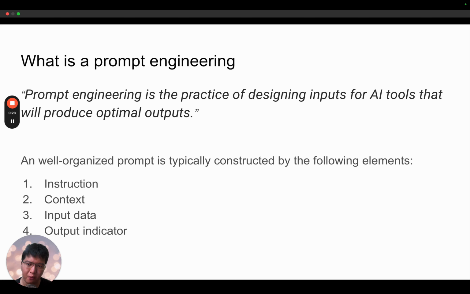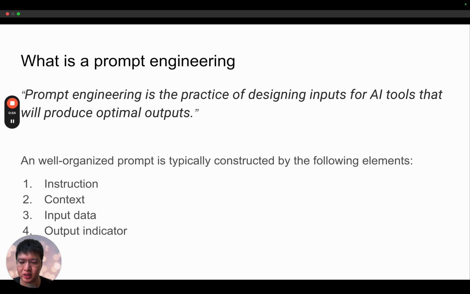So what I mean by prompt engineering is that the essential idea of a prompt is that it contains four different elements. The first one is instruction, which is essentially a command that you send to the generative AI model. Another one is context, which is relevant background information you want to provide to the model, so that it can understand the background knowledge of your instruction.